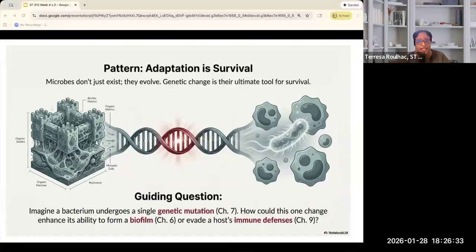Now let's take that same mutation and think about the immune system. If a bacterium is harder to recognize or reach, how effective is the host's defense? Biofilm and immune evasion often work together. And David's correct, it's not very effective.